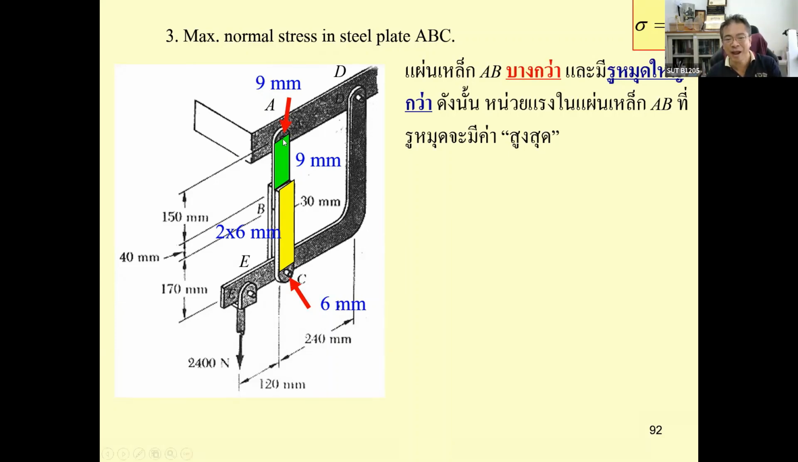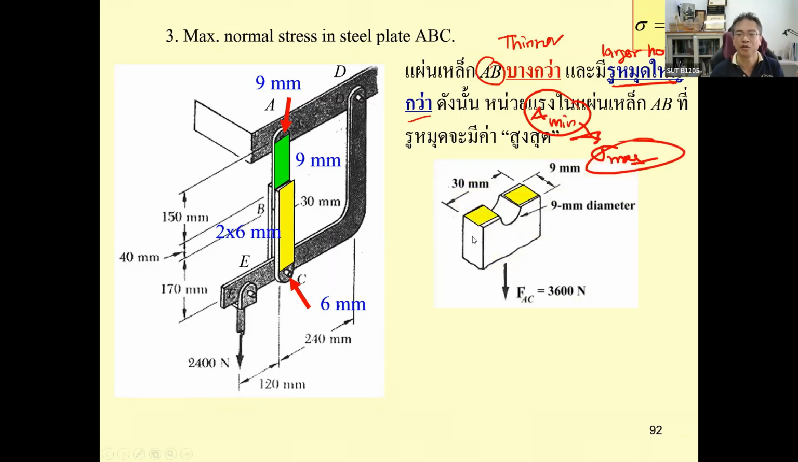But there is the factor of the bolt. Okay. This is going to be thinner. This AB is going to be thinner. Okay. And it's going to have the larger hole. Okay. This is going to be larger hole. Since this one is thinner and larger hole, so the area, the A is going to be minimum. When A is minimum, it will produce sigma max. So it's going to produce sigma max occur in this area.